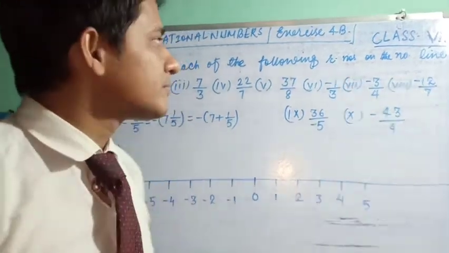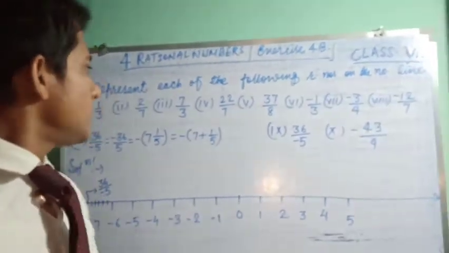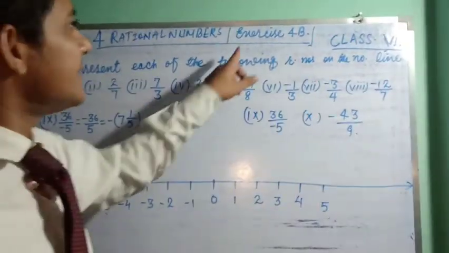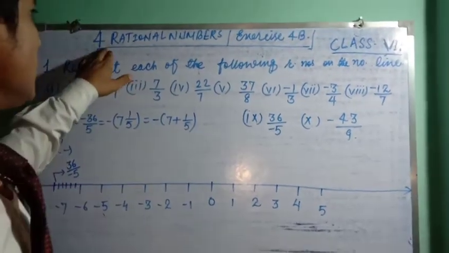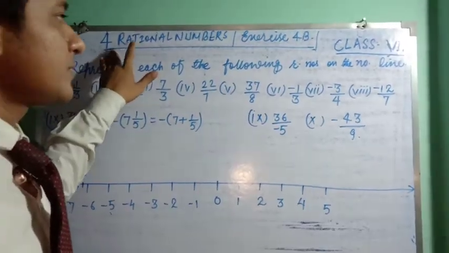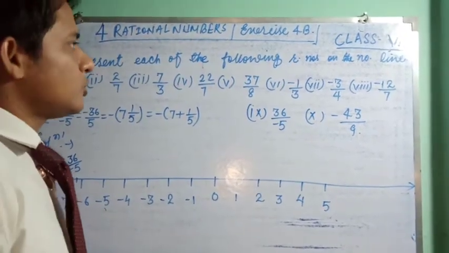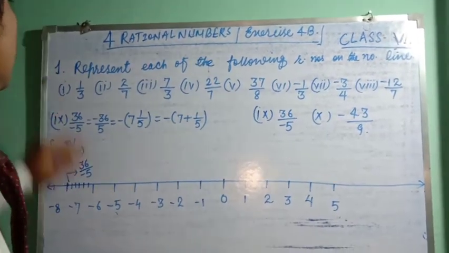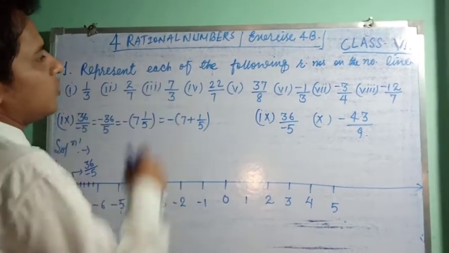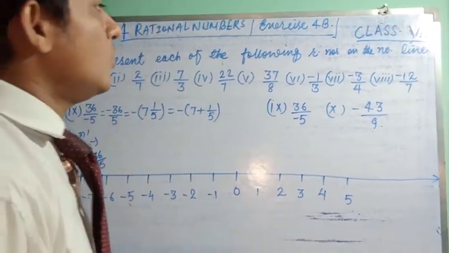So students, we are going to solve some questions of exercise 4B, chapter number 4, rational numbers. Now let's get started. Question number 1 is here. First, represent each of the following rational numbers on the number line.